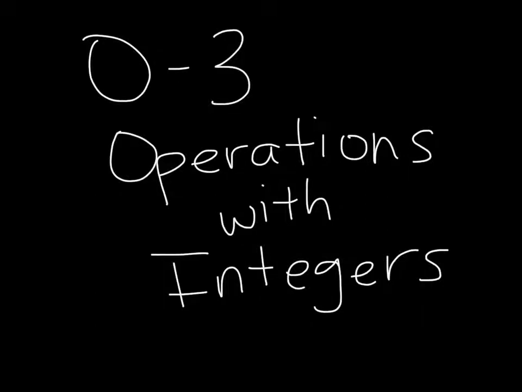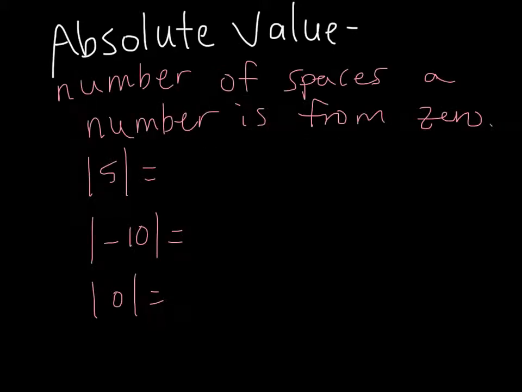Chapter 0, Lesson 3, Operations with Integers. So the first thing we're going to talk about is the absolute value. The absolute value is just the number of spaces that something is from 0.